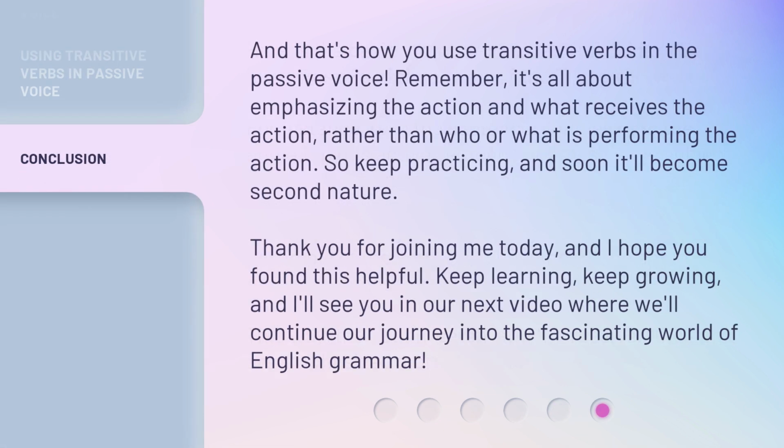And that's how you use transitive verbs in the passive voice. Remember, it's all about emphasizing the action and what receives the action, rather than who or what is performing the action. So keep practicing, and soon it'll become second nature.